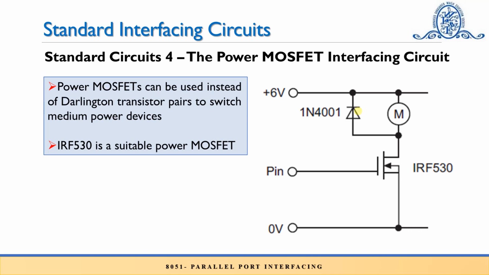In this case IRF 530 is used as the power MOSFET. It is normally used. International Rectifier is the manufacturer of this transistor. So output of the microcontroller is connected here. The advantage of the MOSFET is that it requires minimum current to turn on. So only a voltage level is sufficient to turn on the MOSFET. So you need not require any current boosting, current amplification circuitry as we did in the transistorized case. We use the Darlington pair. In this case, a simple transistor, a MOSFET, is sufficient to provide that much amount of current.